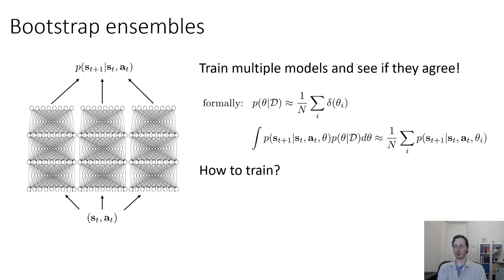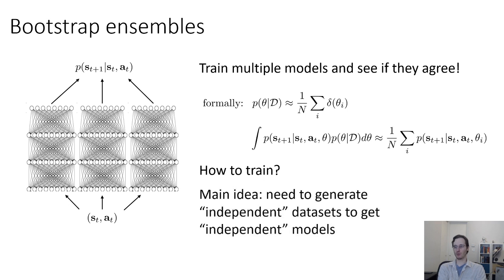Okay, how can we train this bootstrap ensemble to actually get it to represent this parameter posterior? Well, one mathematical tool we can use is something called the bootstrap. The main idea in the bootstrap is that we take our single training set and we generate multiple independent data sets from the single training set to get independent models. So each model needs to be trained on a data set that is independent from the data set for every other model, but still comes from the same distribution.